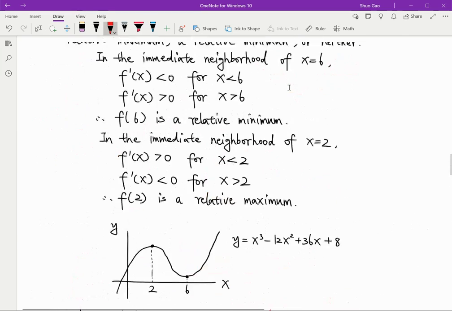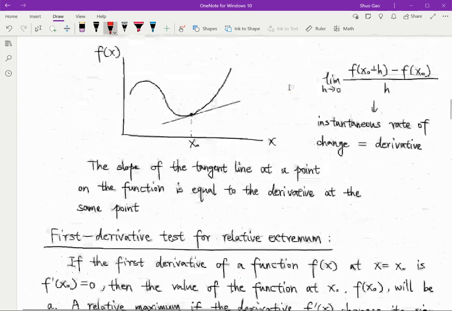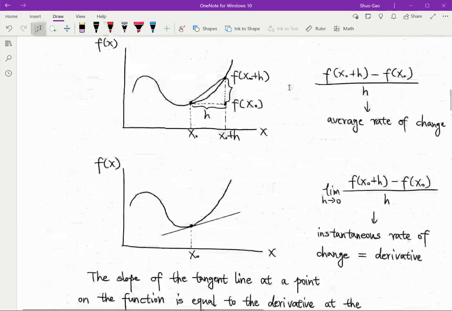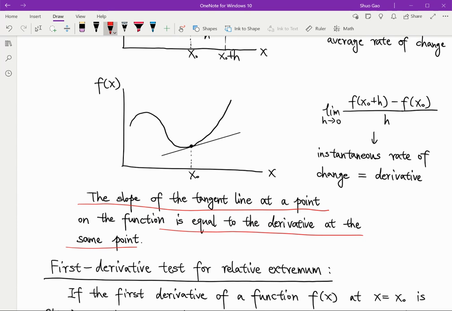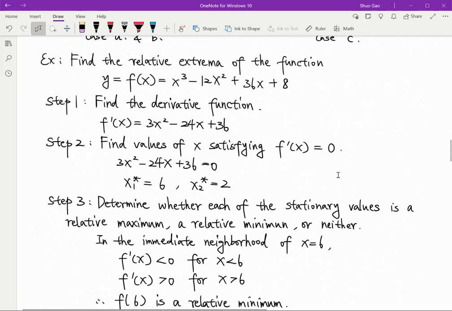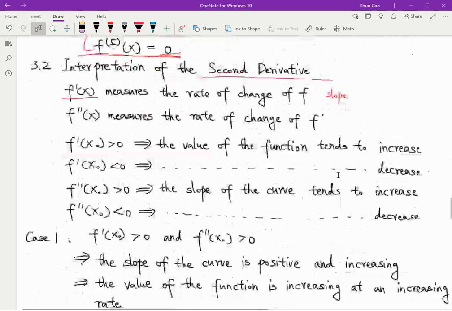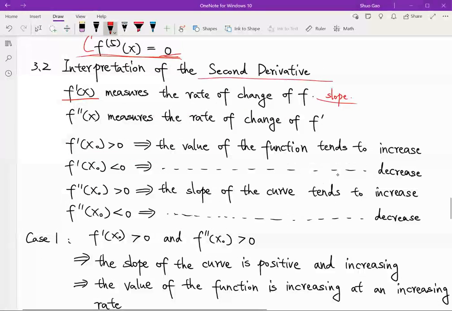So back here, from the two graphs, there's a conclusion that the slope of the tangent line at any point x0 is equal to the derivative at the same point. So here we mean the first derivative, okay? The first derivative of the function is just the slope of the tangent line at the point. So f'(x) is just a slope.